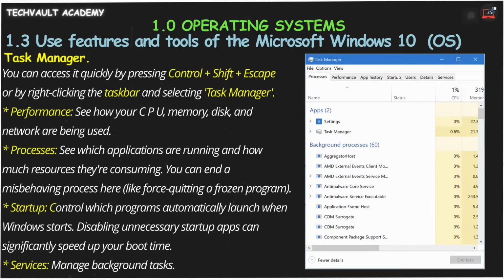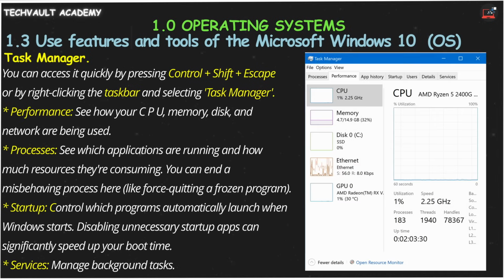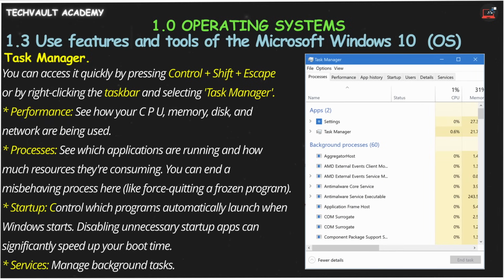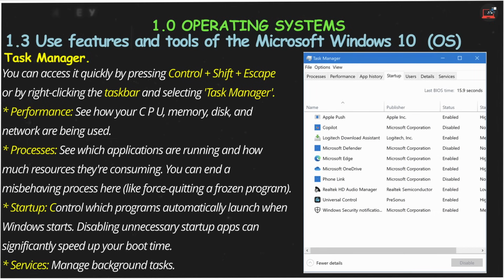You can access it quickly by pressing Ctrl plus Shift plus Escape, or by right-clicking the taskbar and selecting Task Manager. Performance. See how your CPU, memory, disk, and network are being used. Processes. See which applications are running and how many resources they're consuming. You can end a misbehaving process here, like force quitting a frozen program.